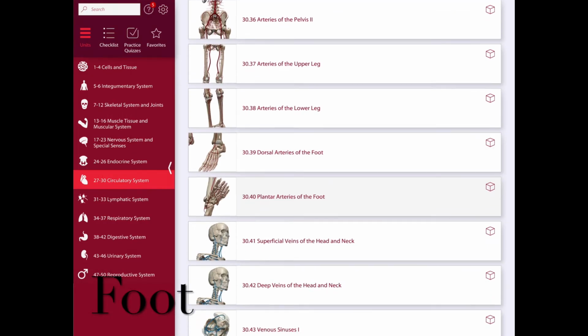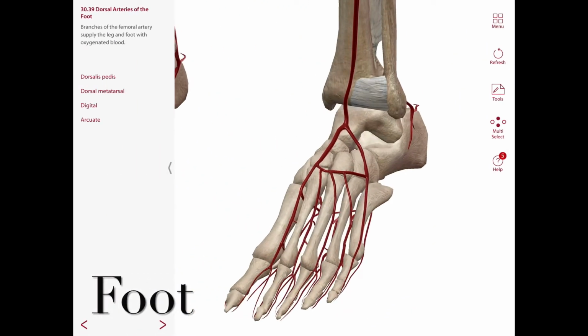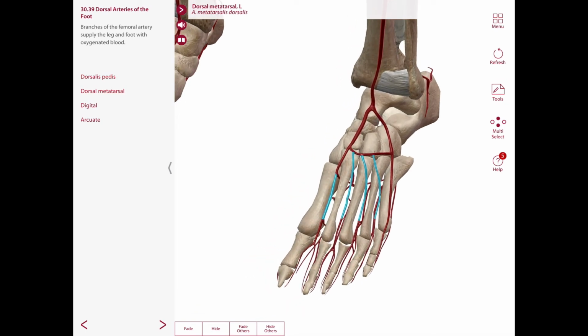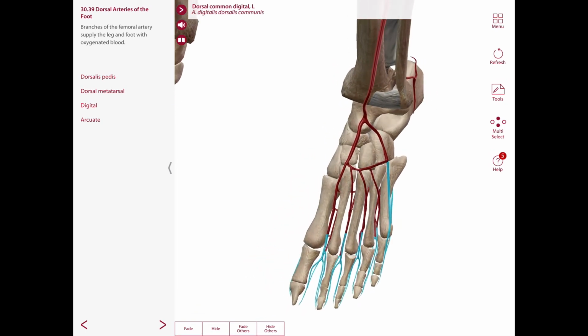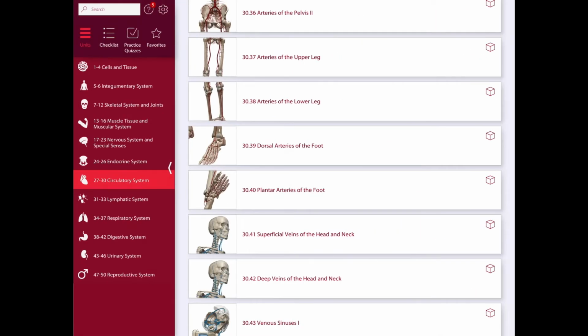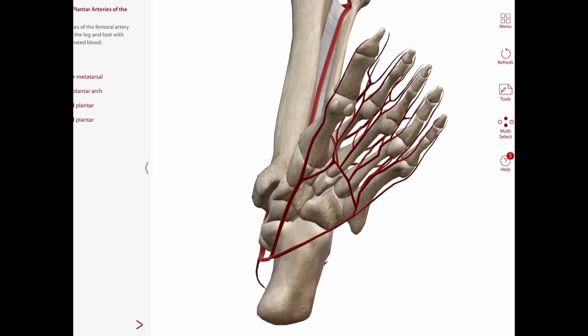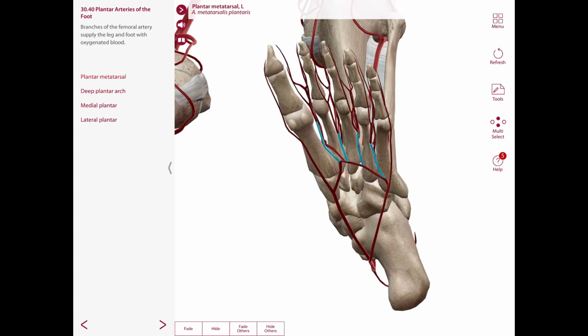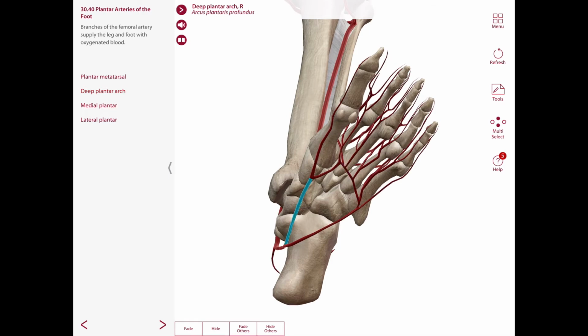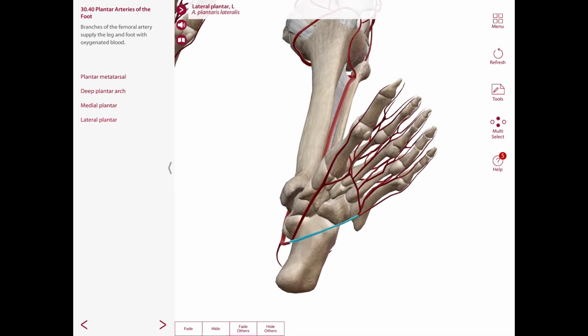Lastly, on the foot, we have the dorsalis pedis, which is one of the arteries mostly used for pulse measurement. We have dorsal metatarsal arteries, digital arteries, and the arcuate artery. And we also have on the plantar area the plantar metatarsal arteries, the deep plantar arch, medial plantar, and lateral plantar artery.